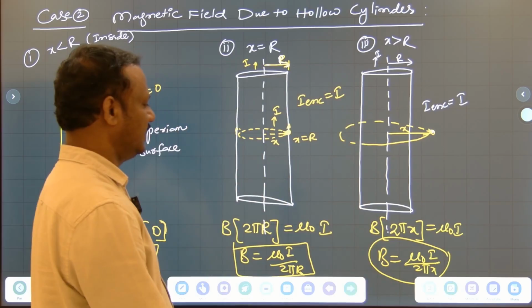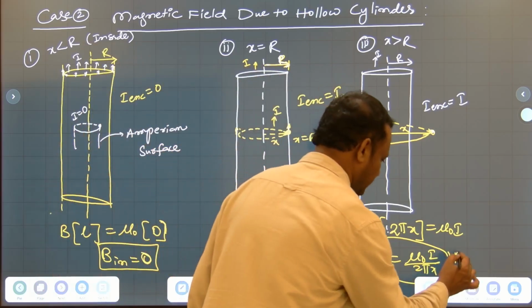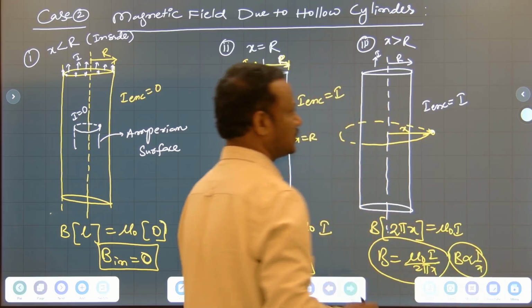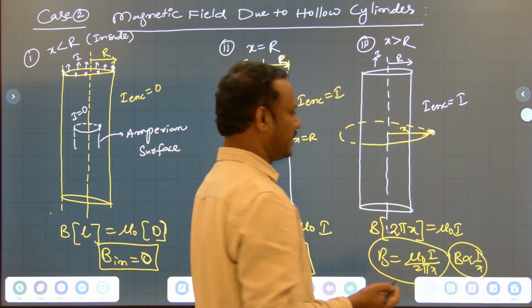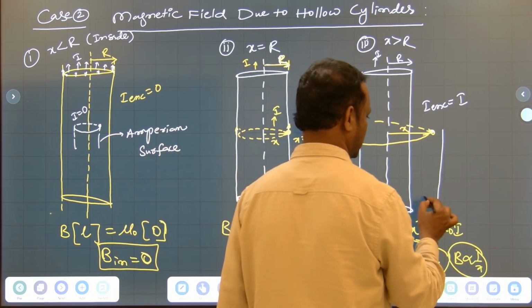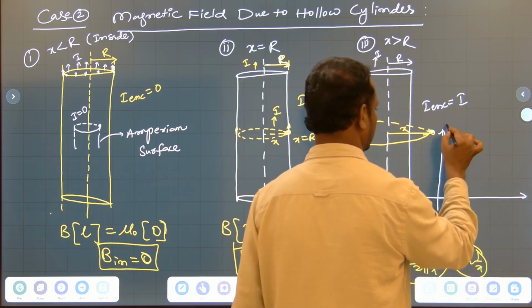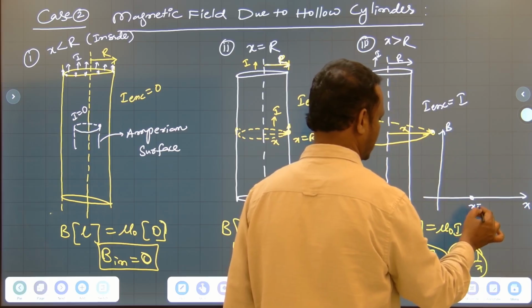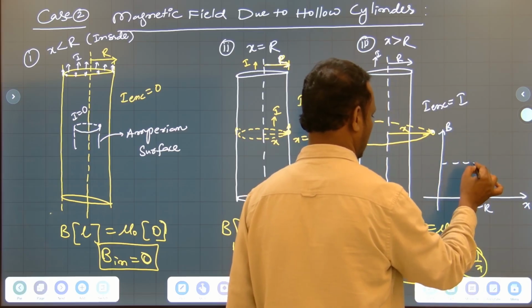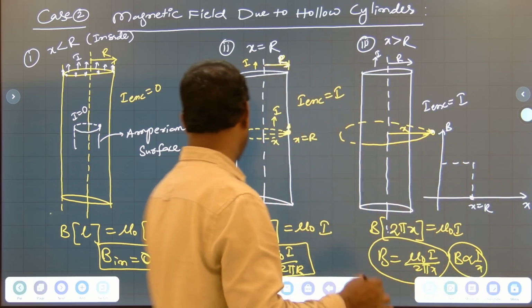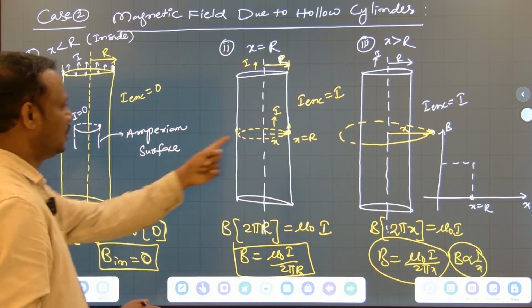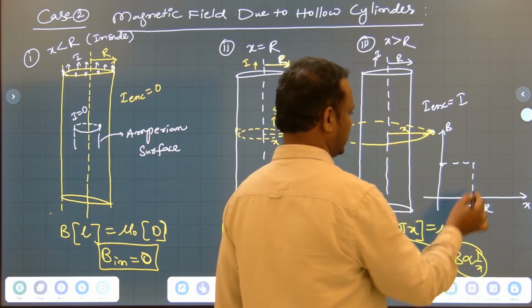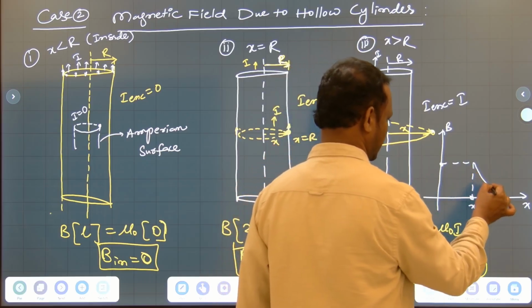Okay, so the magnetic field outside we can write as B is inversely proportional to X. Now graphically, here is the graph: the magnetic field, and this is X. Till X is equal to R, inside, the field is 0. So here is the maximum. Then after that, it is inversely proportional.